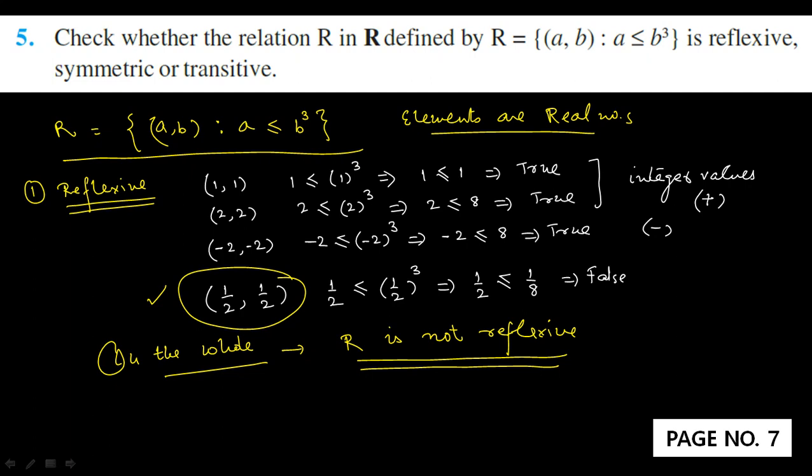Now what about the second condition? Again I am writing this statement, R is equal to A comma B such that A less than equal to B cube, and elements are real. This one is the condition. Now what about the second condition? Second one is symmetric. We have to check whether the condition holds good for the second condition of a relation, that is symmetric.